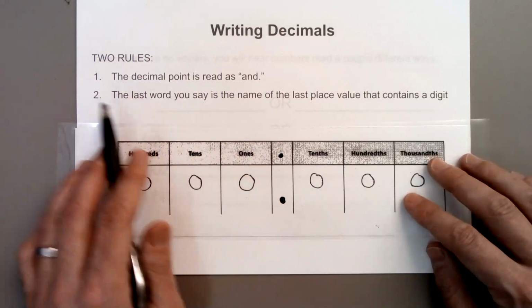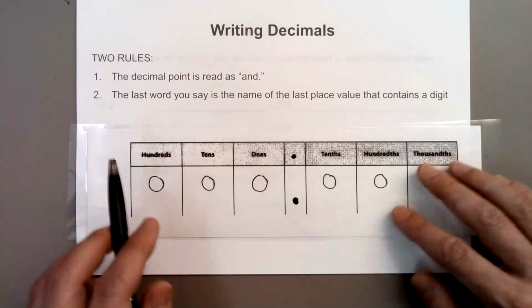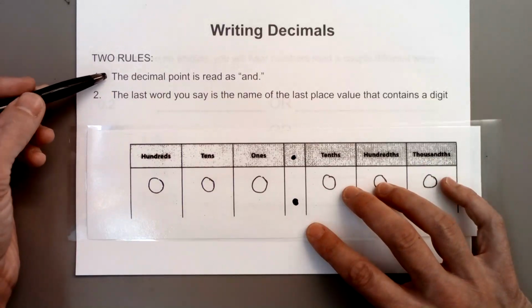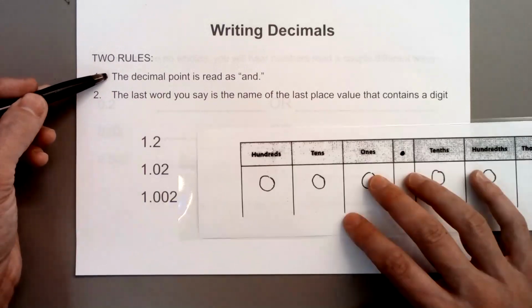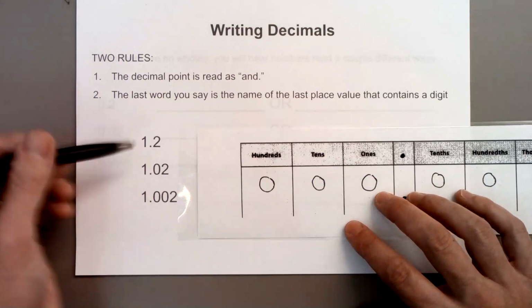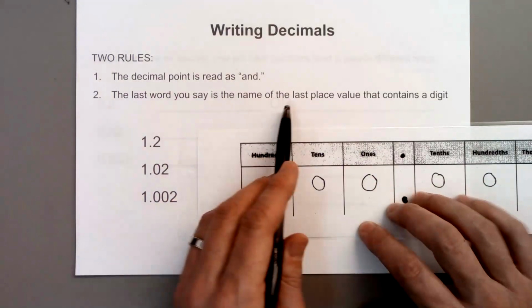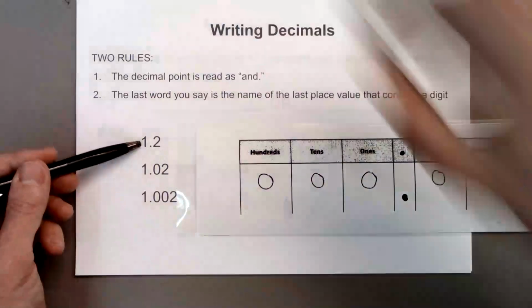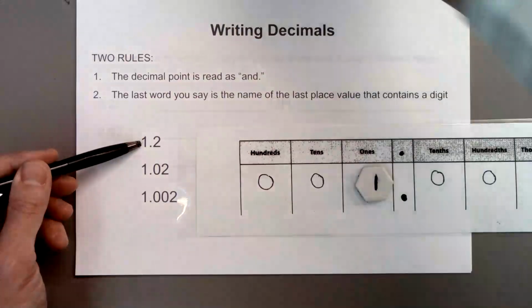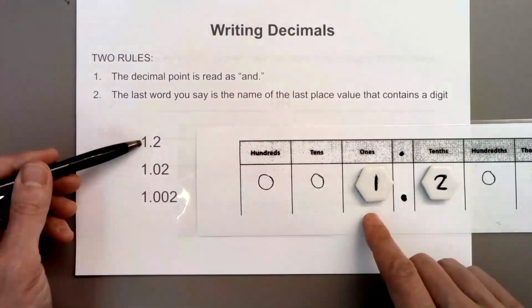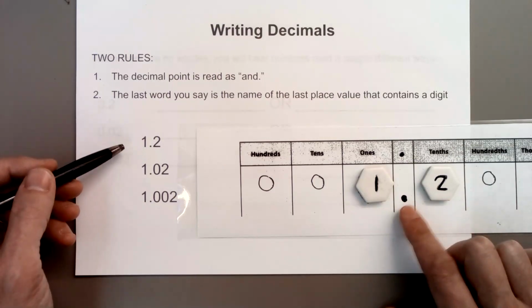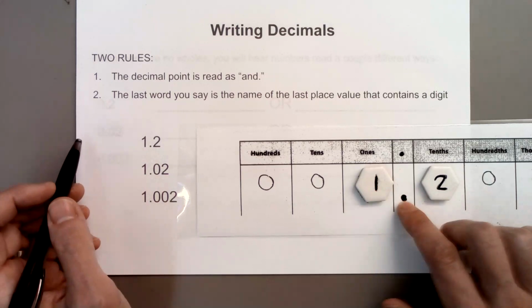I'm actually starting with some of the same decimals that we were just reading in that last video. They're using the same rules. When you read a decimal, the decimal point is read as "and," and then the last word you say is the name of the last place value that contains a digit. So for example, if we're reading this decimal, there's a 1 in the ones place and a 2 in the tenths place. We read the decimal point as "and." This is 1 and 2 tenths.